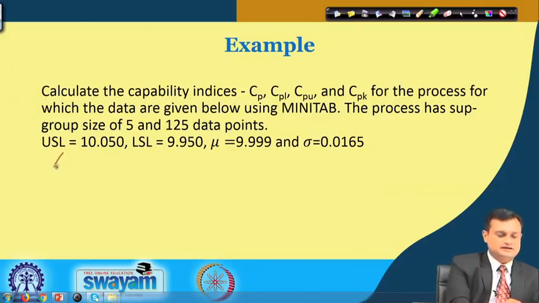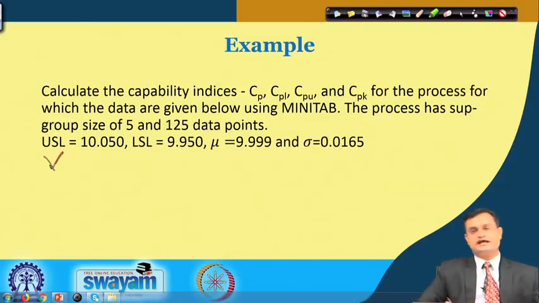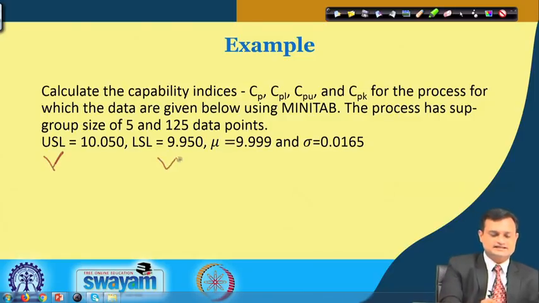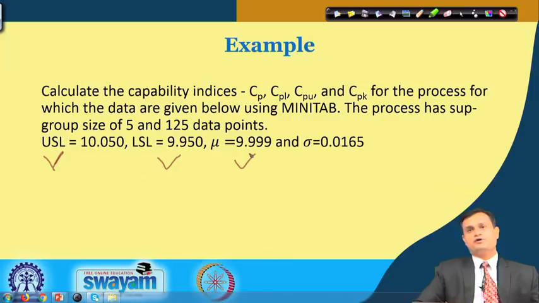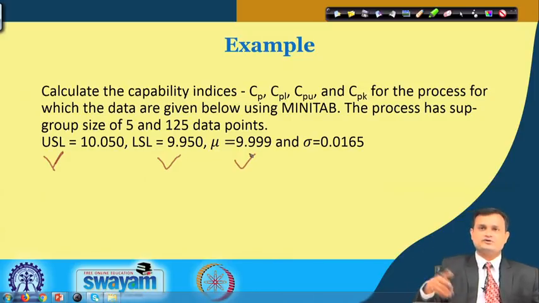You have USL, upper specification limit, 10.050, you have LSL 9.950, and you have mu 9.999. So, you have the data set, you can compute this, and you have sigma 0.0165.